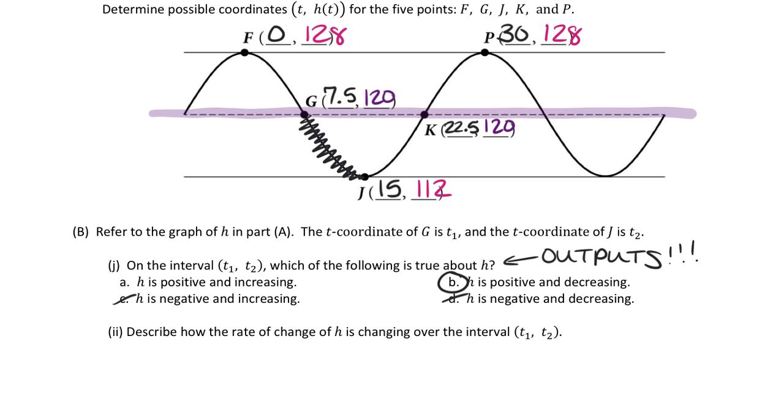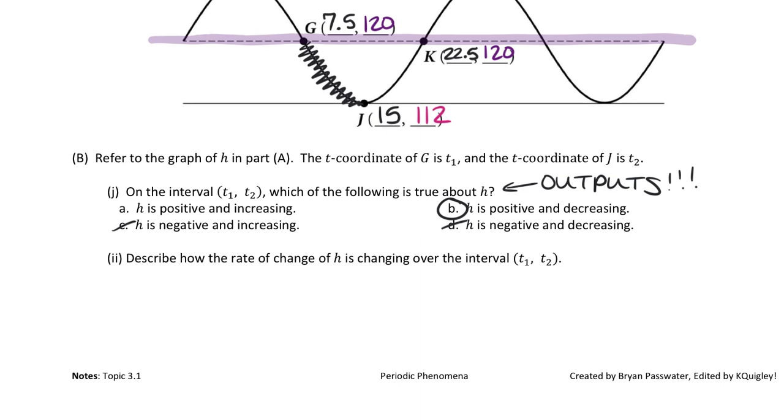Part 2 says describe how the rate of change of H is changing. I want you to highlight the words: the rate of change of H is changing. It's asking not about the function itself, but about the rate of change of the function. When we're asking about the rate of change of a function, what have I had you look at with a graph? Very good, yes, concavity. So we're just asking you about the concavity of this graph. At that point from G to J, is it concave up or concave down? Concave up, which means is my rate of change increasing or decreasing? Increasing. Very good.